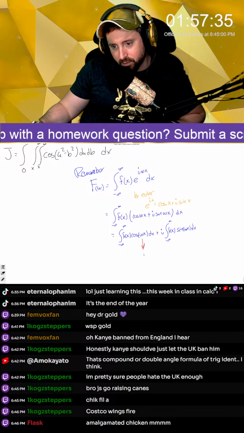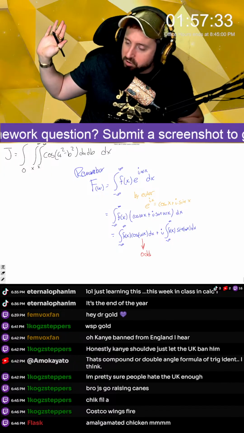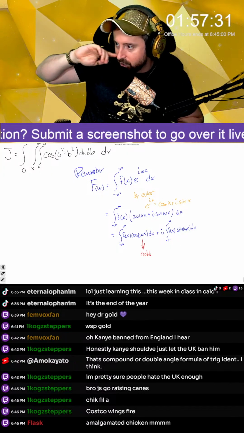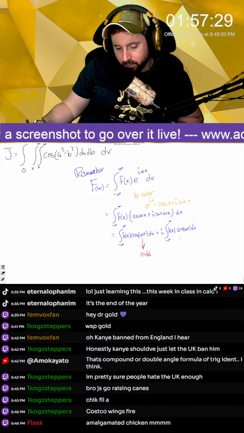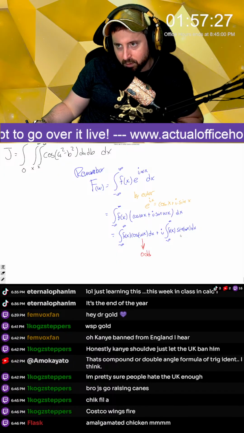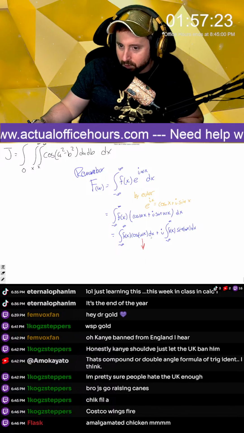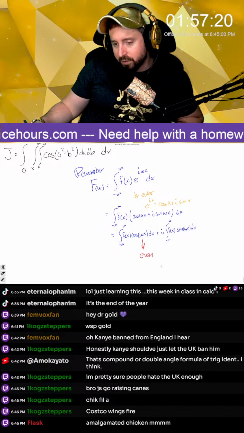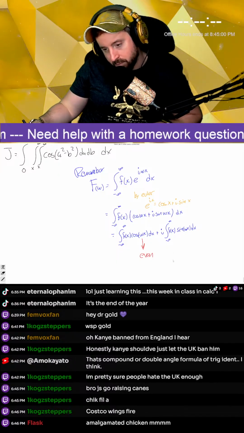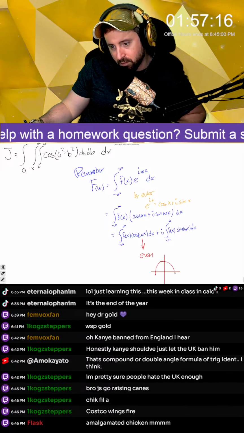Okay, and so let's explain this. So cosine of x is odd. I agree that cosine of x is odd, right? Wait, is it odd? No, wait, cosine's even. Yeah, it's even. Cosine's even. Sorry. Cosine of x is even, because it looks like this.